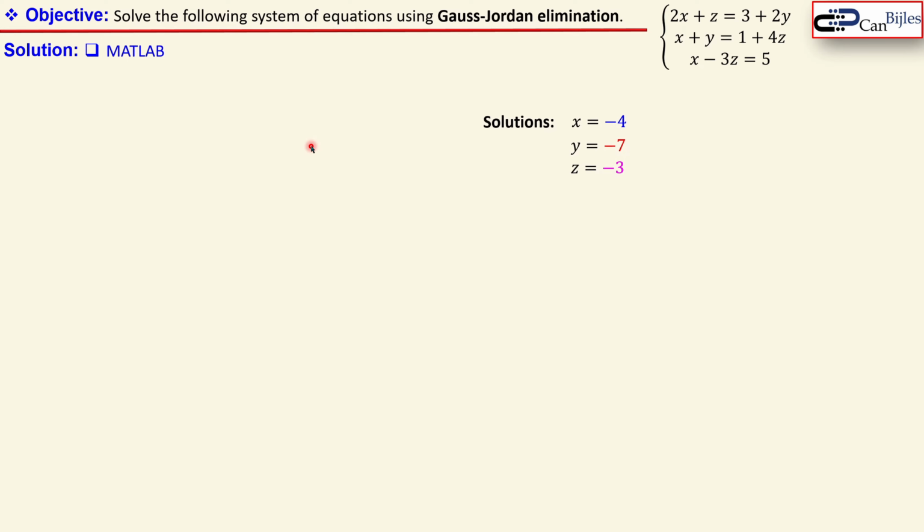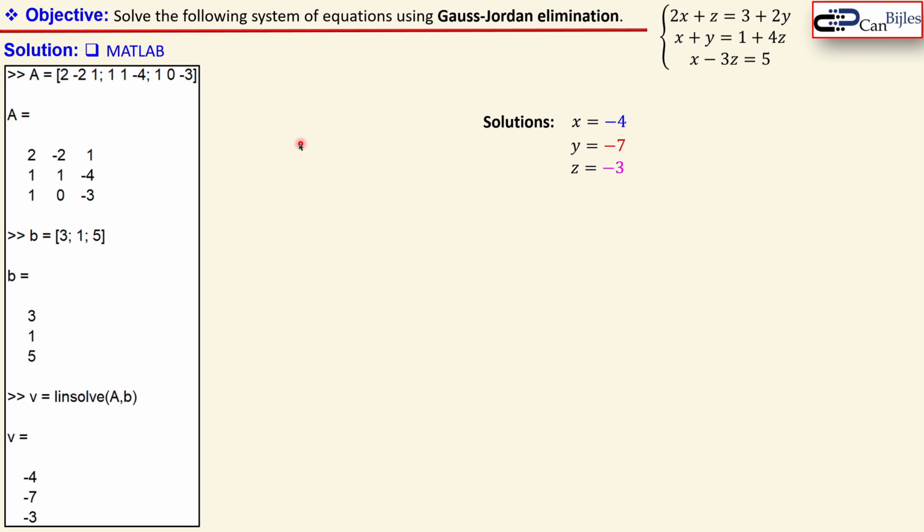Okay, now let's go to the MATLAB command window. This is how we define the matrix, what we have here. And this is how we define the vectors. And this is how we solve it. So we can see that indeed this is what we have here: minus 4, minus 7, and minus 3. So this is indeed correct.